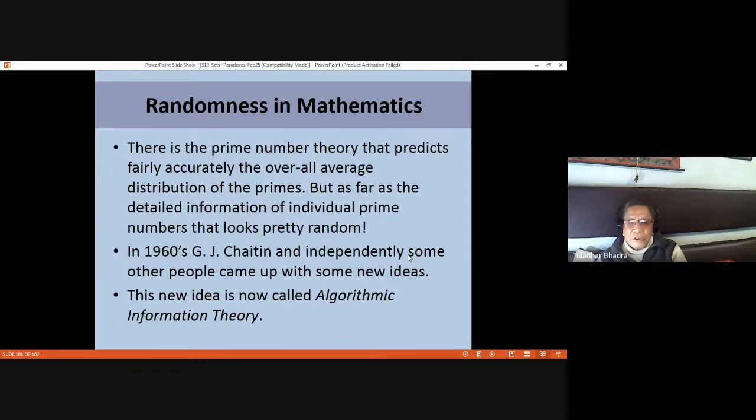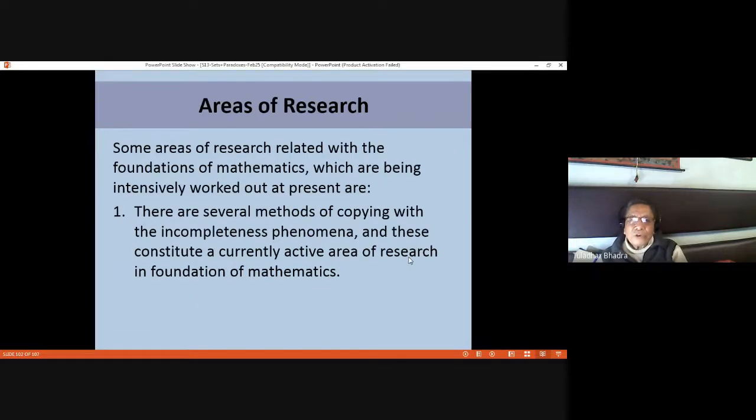In 1960, G.J. Chaitin and independently some other people came up with a new idea. This new idea is now called algorithmic information theory. Some areas of research related to the foundation of mathematics are being intensively worked on at present. There are several methods of coping with the incompleteness phenomena, and this constitutes a currently active area of research in the foundation of mathematics.